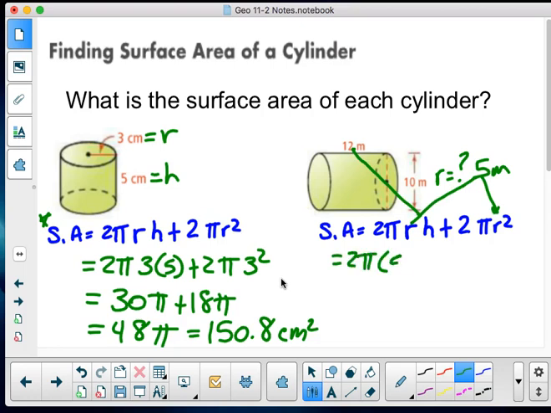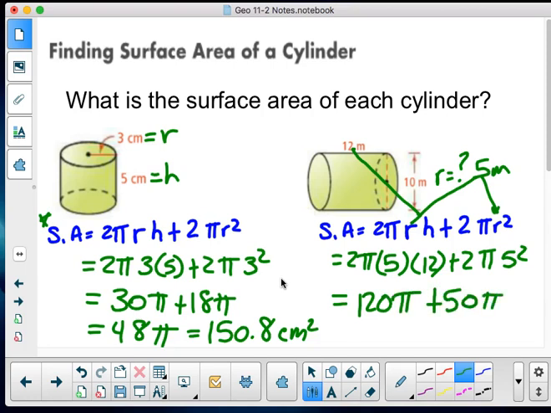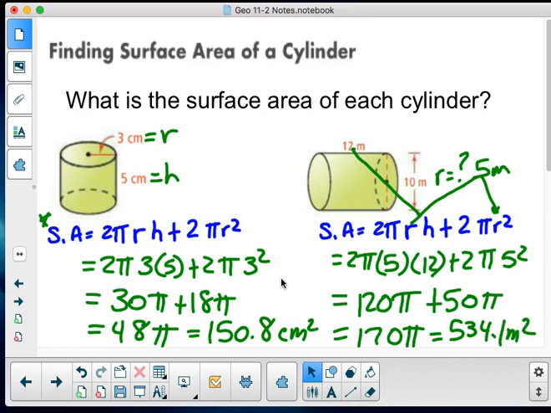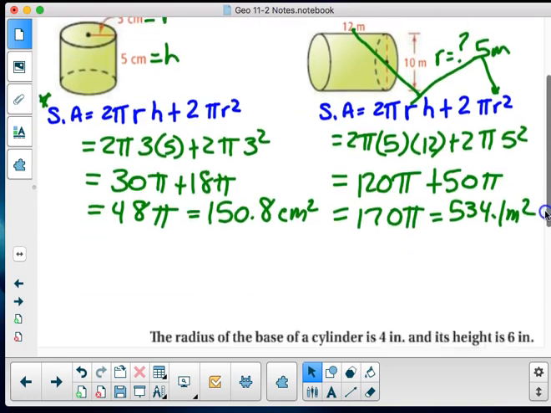2 pi times 5 times 12, or I'll put it in the right order. No, I did put it in the right order. 5 times 12 plus 2 times pi, 5 squared. So this is equal to 5 times 12 is 60, times 2 is 120 pi, plus 50 pi, which is 170 pi, and 170 times pi is going to be 534.1 meters squared. Okay, so those are my surface areas of those two figures.